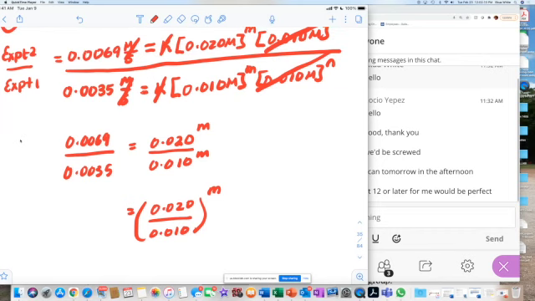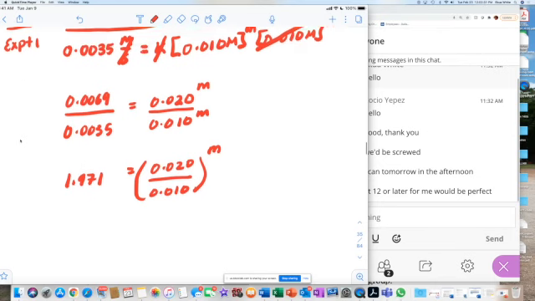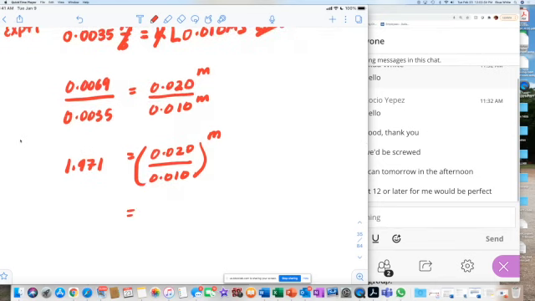And then I can go ahead and solve the number on the left. Actually divide it out. Oops, my calculator is off. 0.0069 divided by 0.0035. 1.971. Okay. Then I have this number on the right. When you divide these two, 0.020 divided by 0.010, I get 2. So here, 1.971, we can round this up to 2, y'all. I don't like to complicate this stuff any further. I round it up to 2.